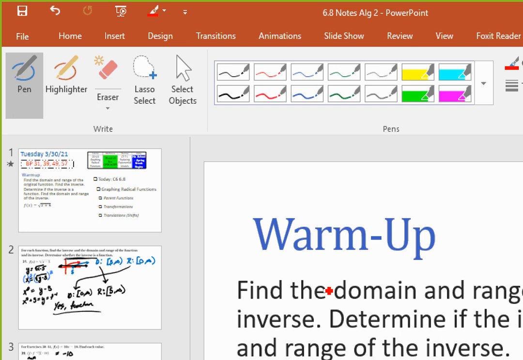Domain of this inverse function is 0 to infinity. Range is going to be from negative 4 to infinity. And is this a function? I could say yes, this one is a function because the original passed the horizontal line test. So I would say yes, f inverse of x is a function.